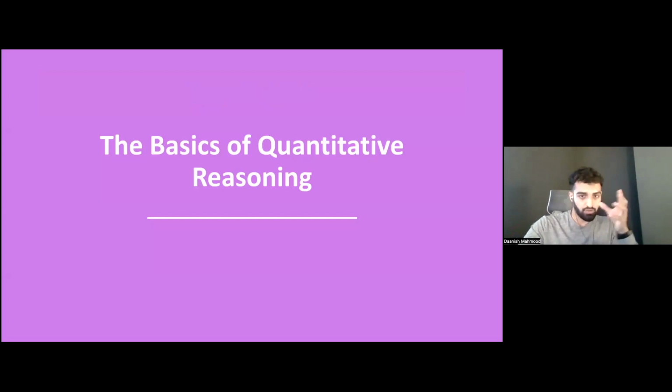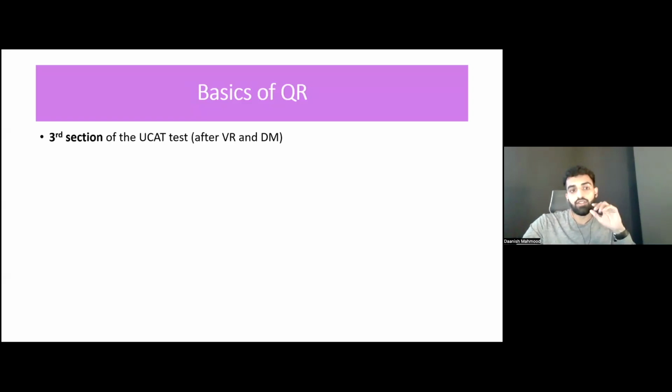Quantitative reasoning is the full name, but I'm going to refer to this as QR for the rest of today. This is the third section of the UCAT, as I'm sure you know by now. There'll be verbal reasoning first, then decision making, and then QR. Just a note on the order of sections: all exams in the UCAT are in that same order that you've seen before, so verbal reasoning, decision making, and then QR third.